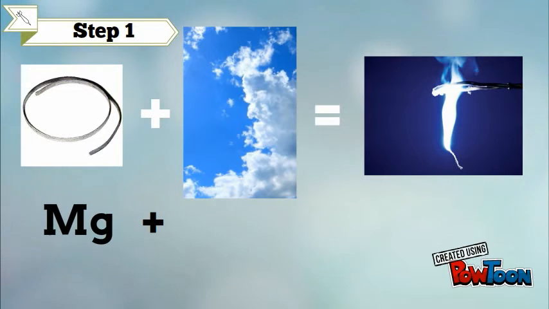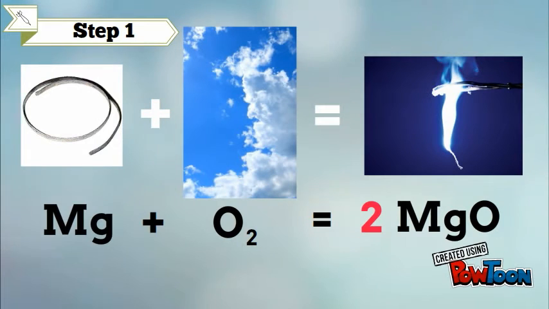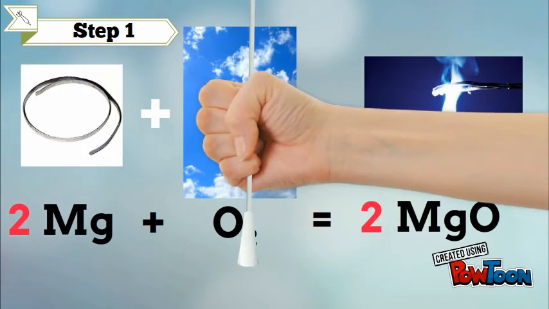Our reactants are magnesium and oxygen. Remember, oxygen is a diatomic element, so its chemical formula is O2. Always remember your diatomic elements. The product in this reaction is magnesium oxide.